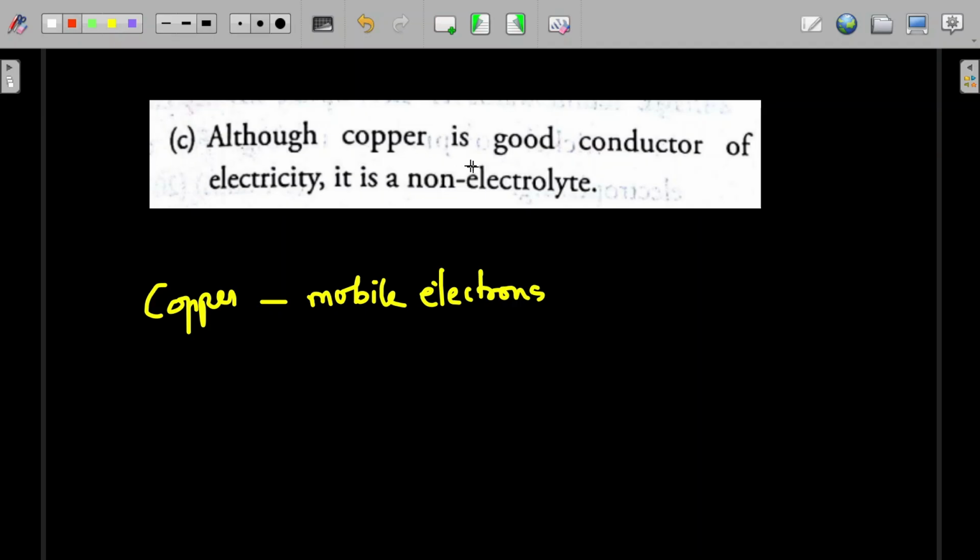But why is it a non-electrolyte? Because it has no free ions. The particles responsible for conducting electricity are mobile electrons and not the ions. Hence, it's a non-electrolyte, but still it conducts the electricity. So this can also be asked as a name the following, right? A substance which is a good conductor of electricity, but it is a non-electrolyte. Then you can name any metal which conducts the electricity. Copper, aluminium, iron, anything.